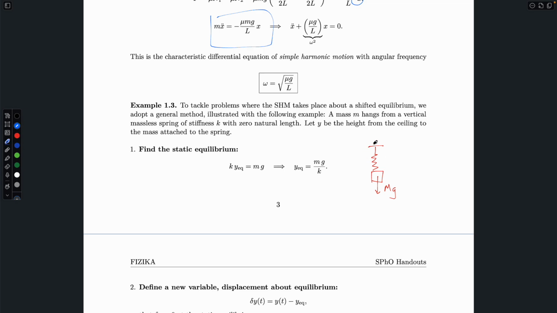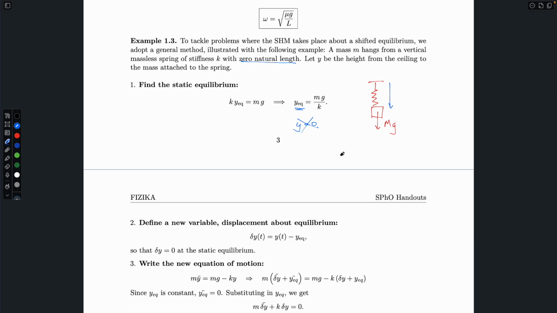So let's say we assume here it's a zero natural length. Then there'll be some equilibrium extension, y_eq, which equals mg over k. This is just by balancing the forces. So the equilibrium has changed position now. It's no longer y equals zero. It is some non-zero amount.